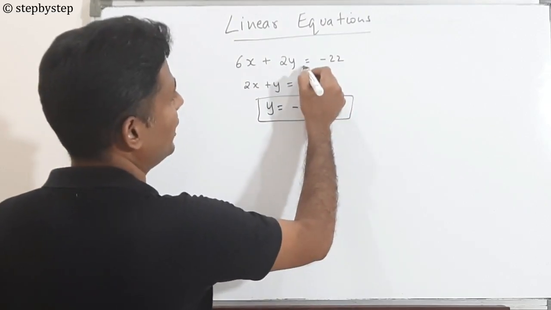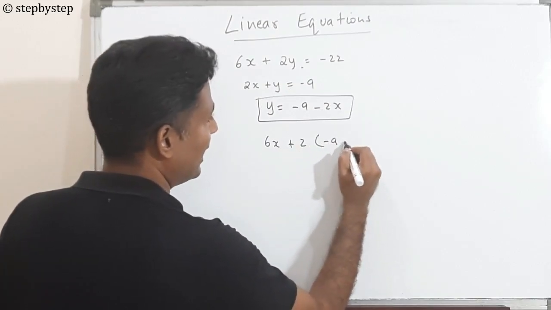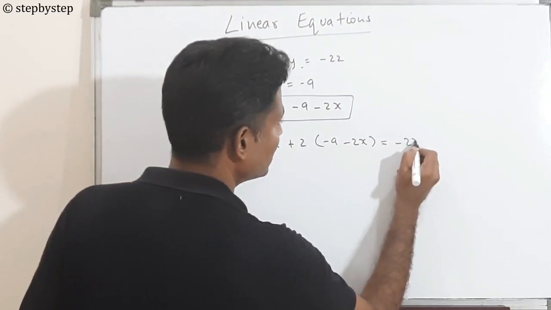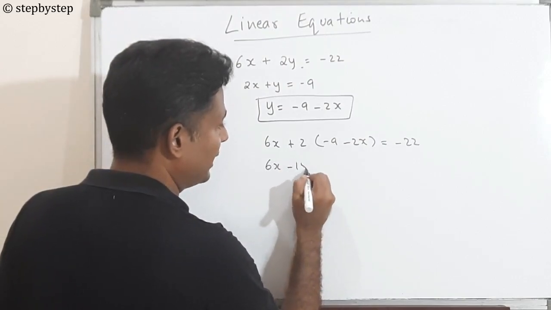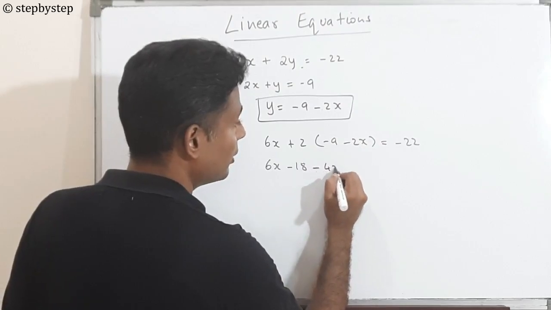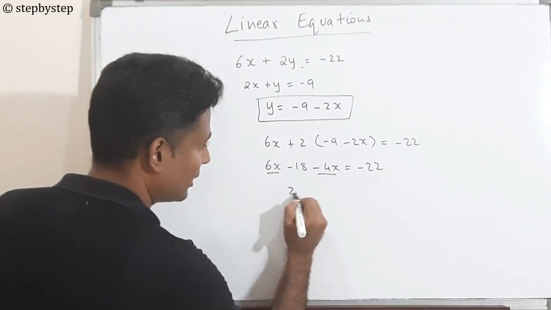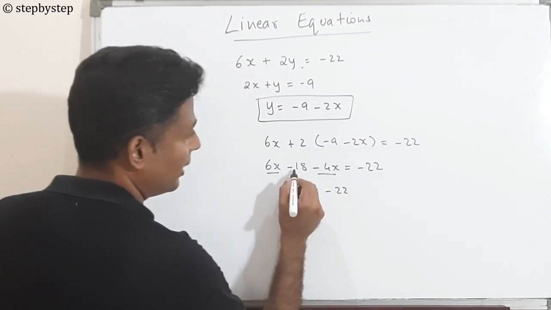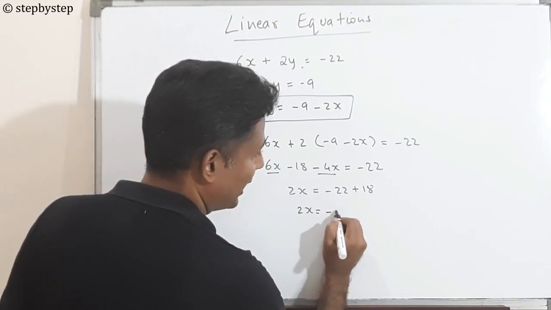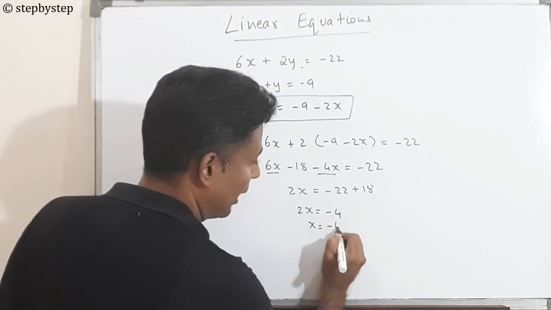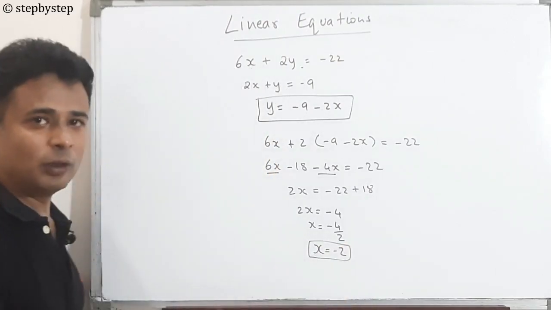Now using this I will substitute in the first equation. So 6x plus 2y, where y is minus 9 minus 2x, equal to minus 22. So I get 6x plus 2 into minus 9, which is minus 18, plus 2 into minus 2x, which is minus 4x, equal to minus 22. Now 6x minus 4x is 2x, and minus 22 over here, minus 18 when it transposes becomes plus 18. So I get 2x equal to minus 4. So x equal to minus 4 by 2, which means x equal to minus 2. I found the value of x.